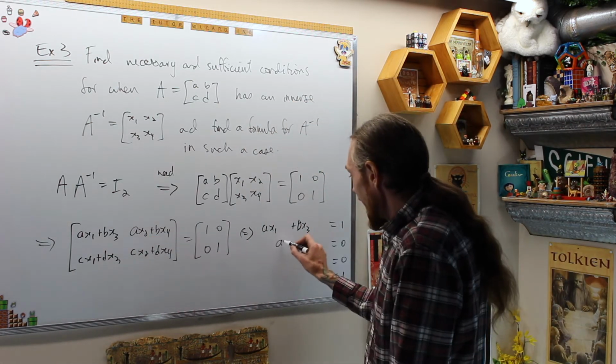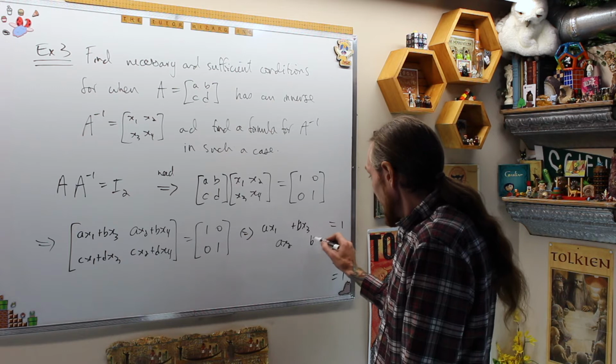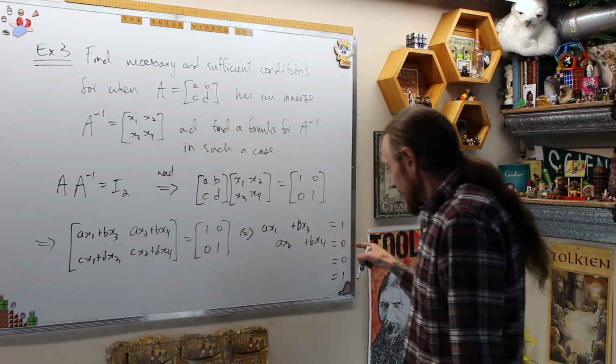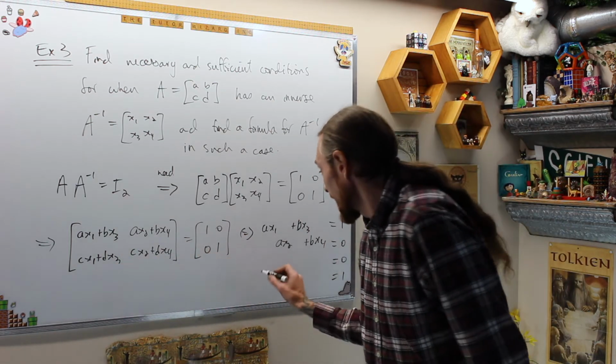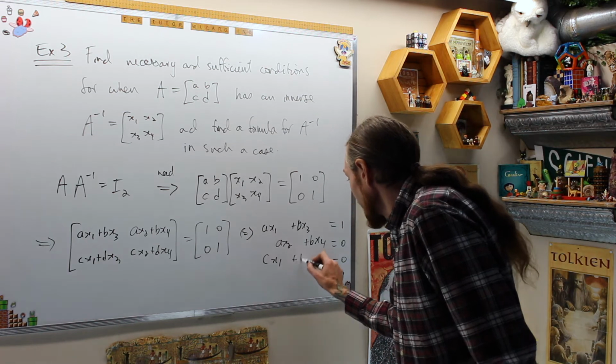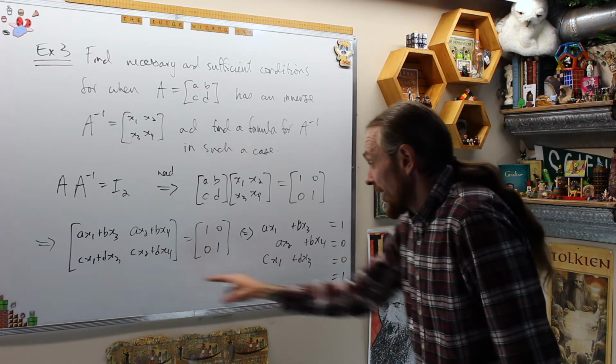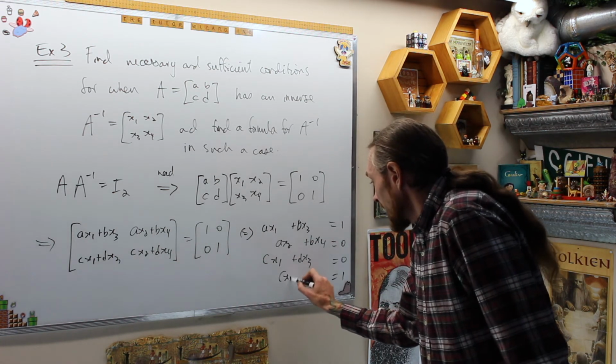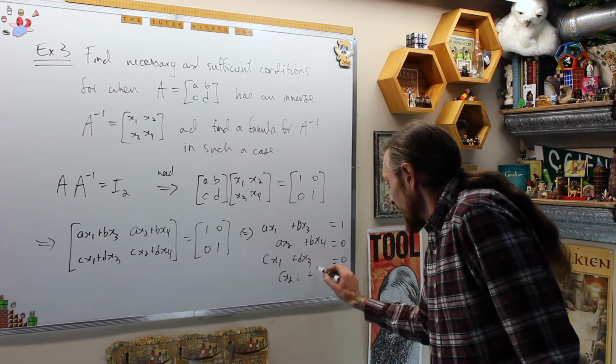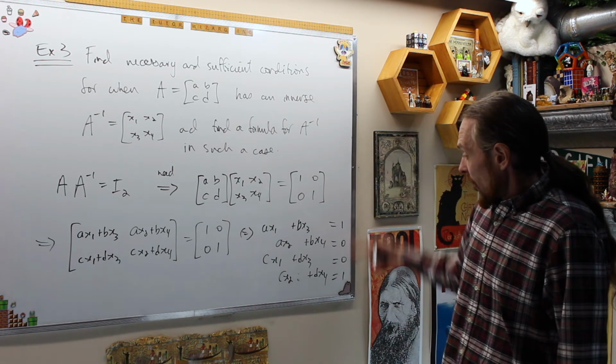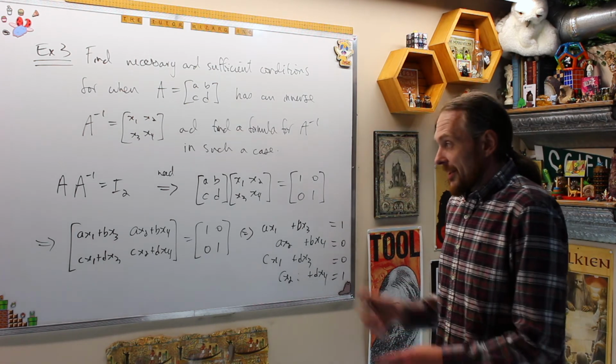Here, I'm going to get AX2 plus BX4 is equal to 0. Here, I'm going to get CX1 plus DX3 equals 0. And here, I'm going to get CX2 plus DX4 equals 1. And then what are we going to do? Erase the board because I need a bigger space.